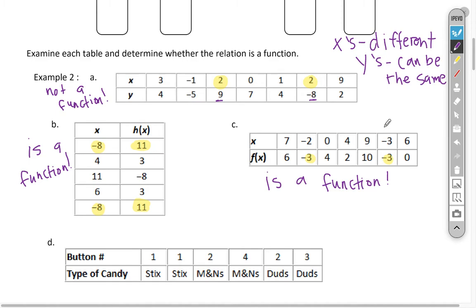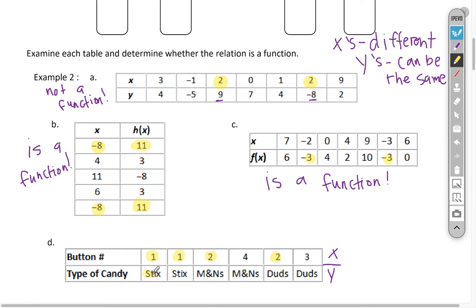Okay? Last example that we're going to look at right here. We've got button number and type of candy. All right, so let's just treat this, just because it's got names doesn't mean it's any different, okay? This is our x value and this is our y value. All right, so let's look at our x's. Do we have any that are the same? Okay, yeah, well, we've got 1, those are the same, and we have 2, and we have 2. All right, so now let's look at our y's.